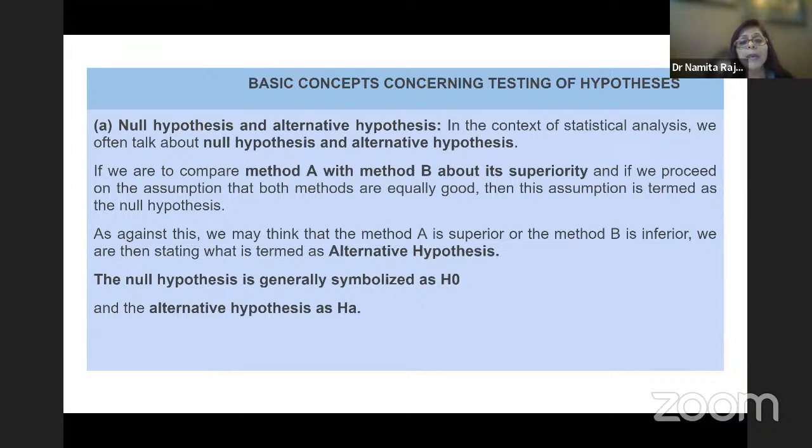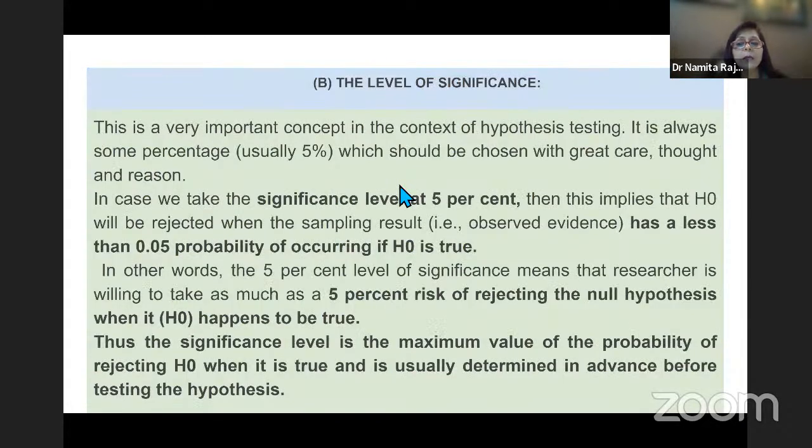So if you are to compare method A with method B about its superiority, and if we proceed on the assumption that both methods are equally good, then this assumption is treated as a null hypothesis. That is, you negate a relationship. As against this, if we think that method A is superior or method B is inferior, then it is an alternative hypothesis. The null hypothesis is generally symbolized by H0 and the alternative by HA. You'll frequently talk about it.